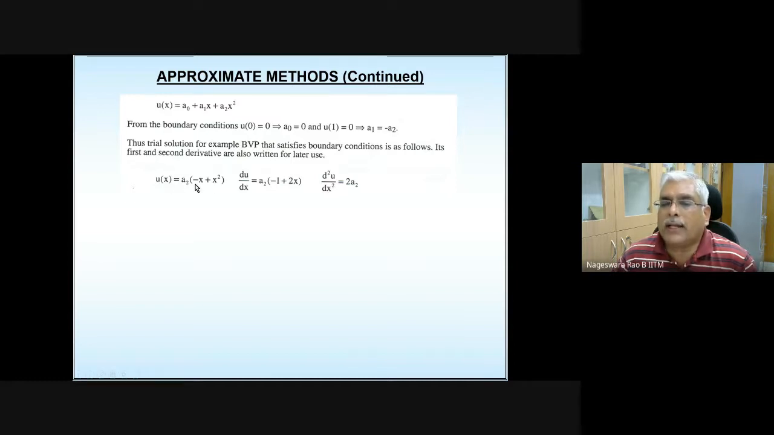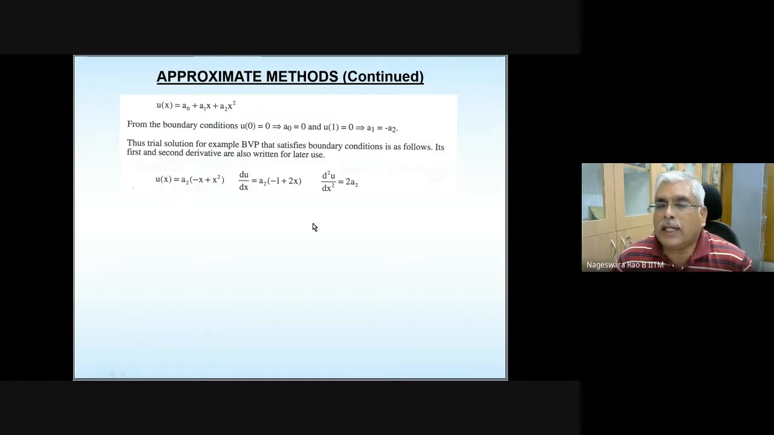So that admissible trial solution looks like this. You see, you started with a quadratic polynomial, a quadratic trial solution. Once you impose the essential boundary condition, the number of coefficients got reduced. Now this is the approximate solution. And if you are able to find what this a2 is, then you get the approximate solution. So to find this a2, we need to go through all the steps in the weighted residual method.